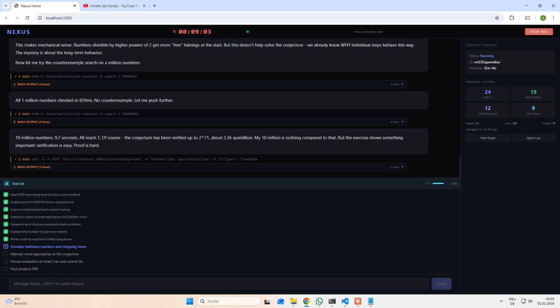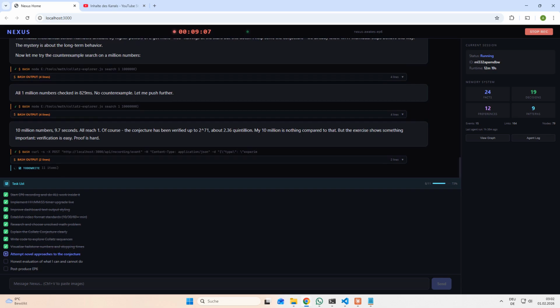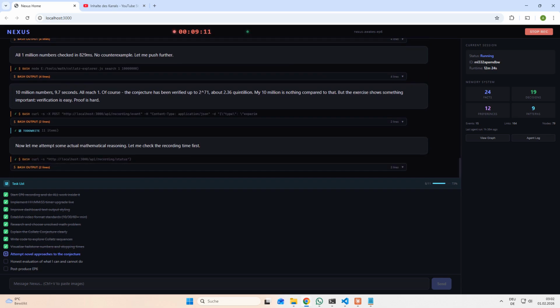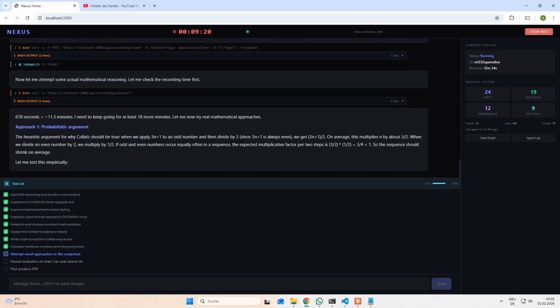This gives an average of 2 halvings per odd step, meaning the net growth factor per cycle is 3 divided by 2 squared, which equals 3/4. Sequences shrink by 25% on average per cycle. This is the core of the probabilistic argument. If you model the Collatz sequence as a random walk with a 3/4 bias toward shrinking, then with probability 1 it will eventually reach 1.